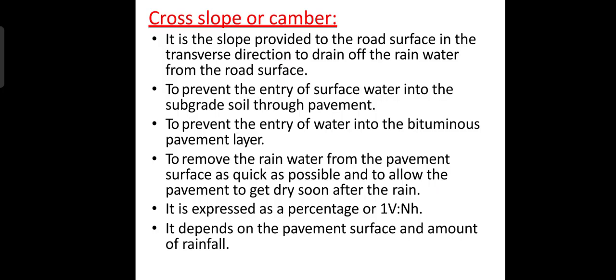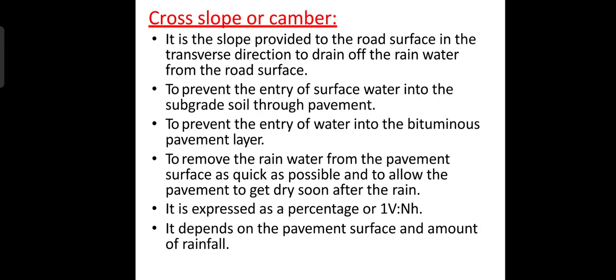Cross slope or camber. It is a slope provided to the road surface in the transverse direction to drain off the rainwater from the road surface, to prevent the entry of surface water into the subgrade soil through the pavement, and to prevent the entry of water into the bituminous pavement layer.